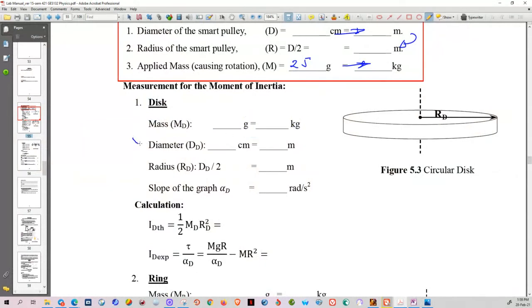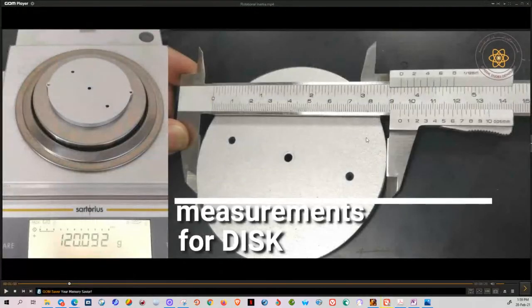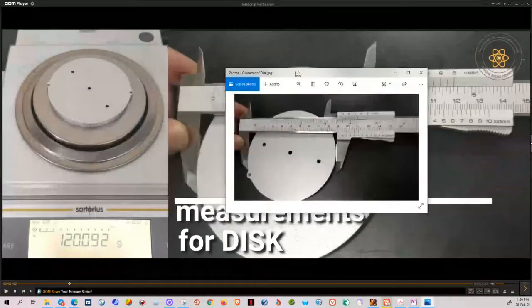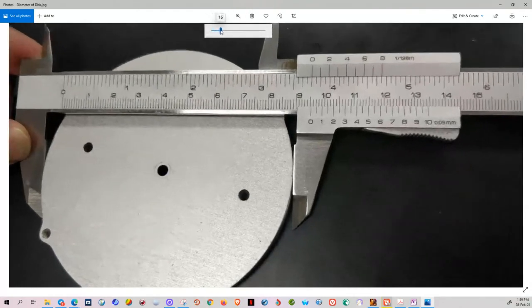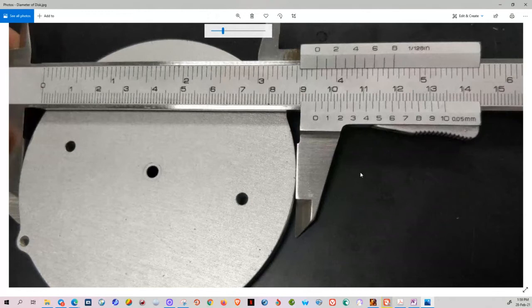Next question, how do we read the diameter of the disc? If you cannot read from here, on this video, I have the picture I took when I recorded this video, and this is the picture. It's the same thing, okay? Because in the picture we can zoom in. That's how we measure the diameter of the disc using a vernier caliper.